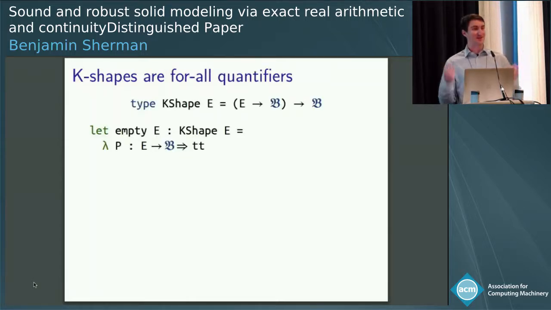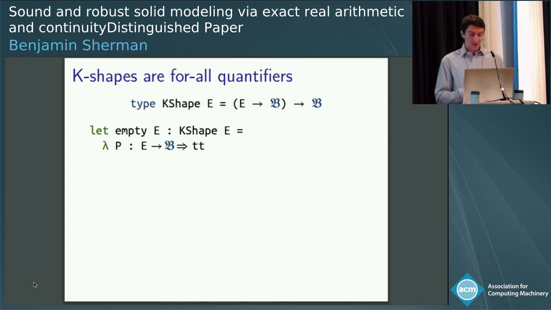We can get to our definition of K-shapes. So let's start with the absolute simplest K-shape, the empty shape. So these are going to be for all quantifiers. So what I need to do is take in a predicate on the space, the underlying space E. Again, think E is R2 or R3. And produce a Boolean value.